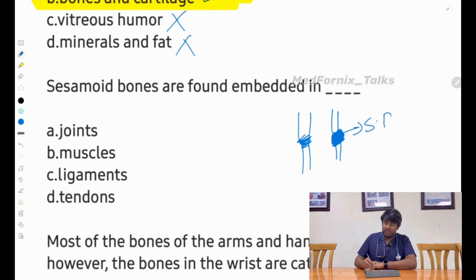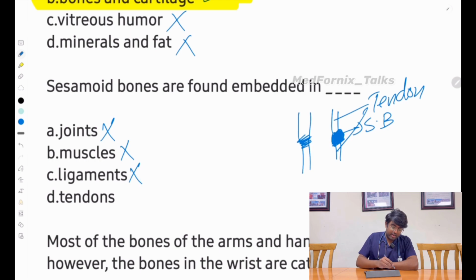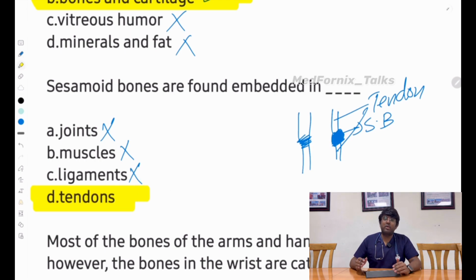Then what structure is this one? I have told tendon, right? So joints, no. Muscles, no. Ligament, no. Then that is tendon. Sesamoid bones are found embedded in tendons. Embedded means inside. So inside the tendons you can see the sesamoid bones.